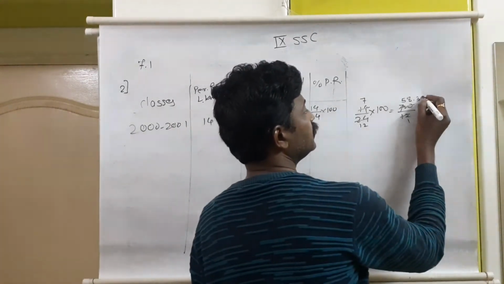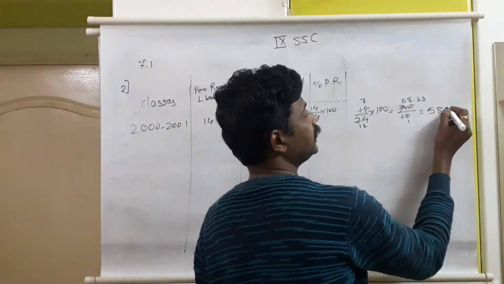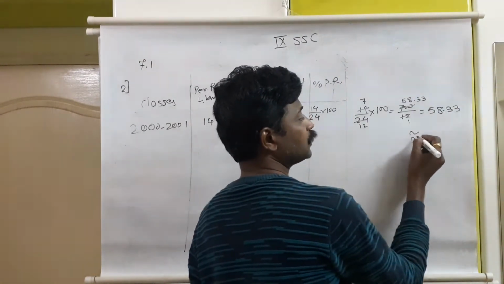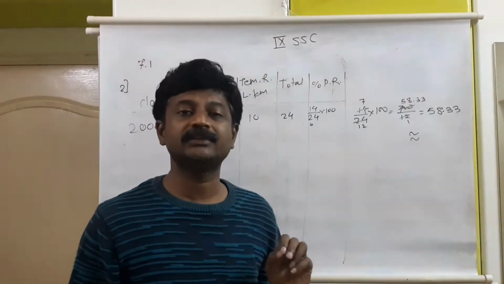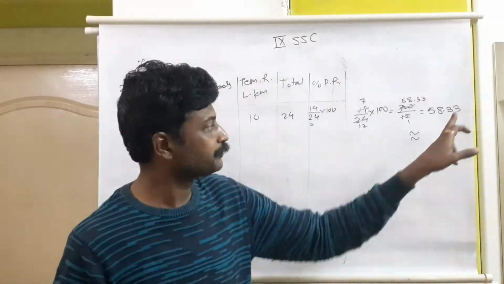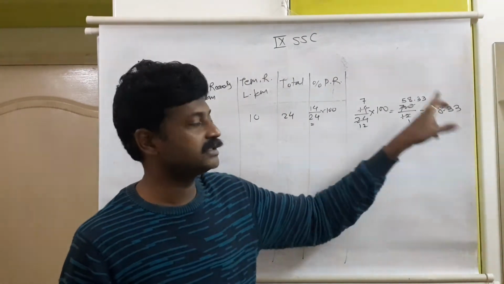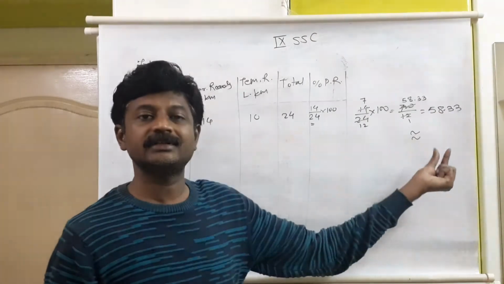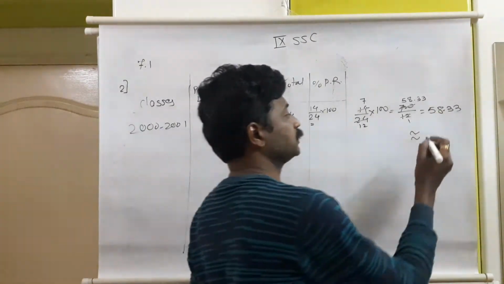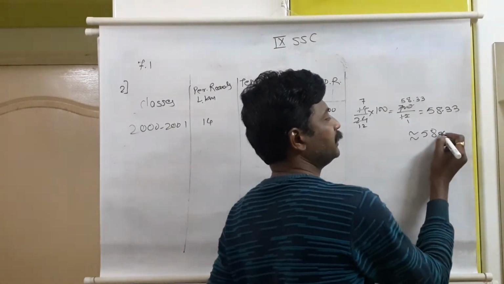So again it will be 12 3. So we have here 58.33. So approximately what will be the percentage? As we discussed, after the decimal point, if the first digit is between 0 to 4, then no change in the integer, consider as it is. So it will be approximately equal to 58%.